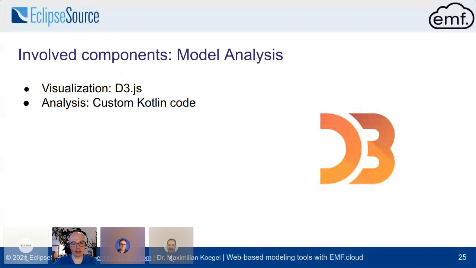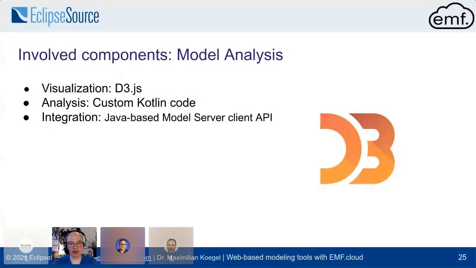For the analysis, one of my colleagues insisted on using Kotlin for the sake of an example of using a different language yet again. So it's also easy to integrate components with different languages for your solution. So the analysis is some Kotlin code, and basically it just needs to provide these execution paths by looking at the model, by looking at this workflow model. And the integration is again a Java-based model server client API.